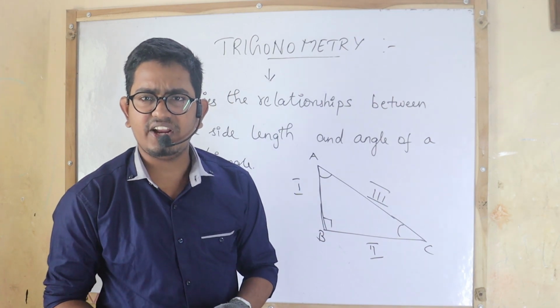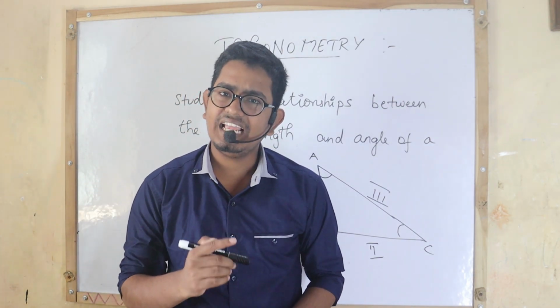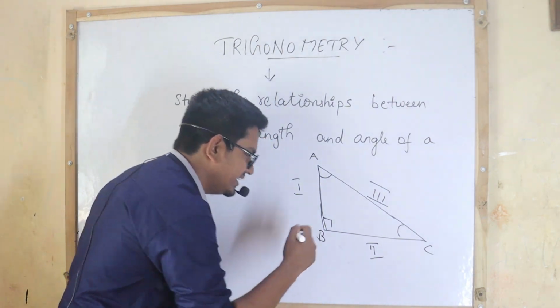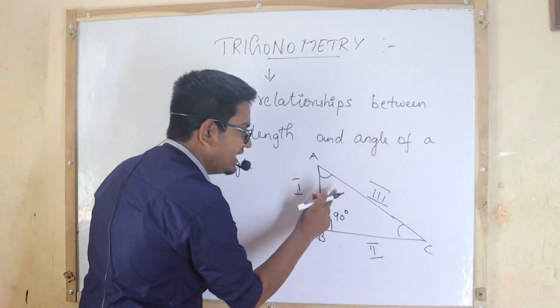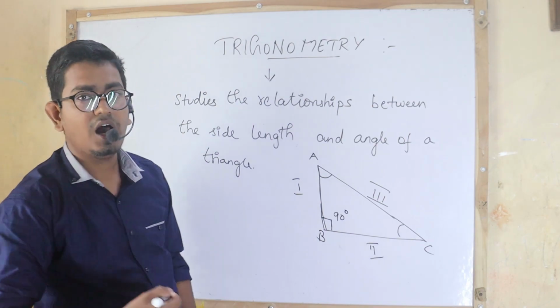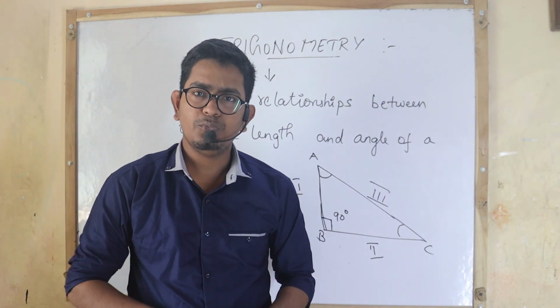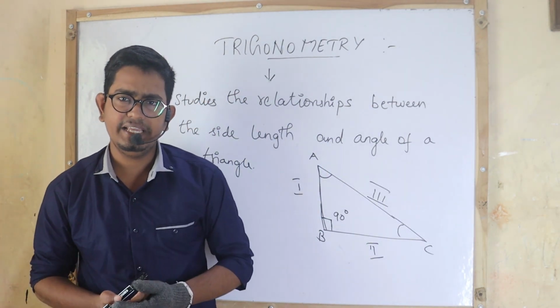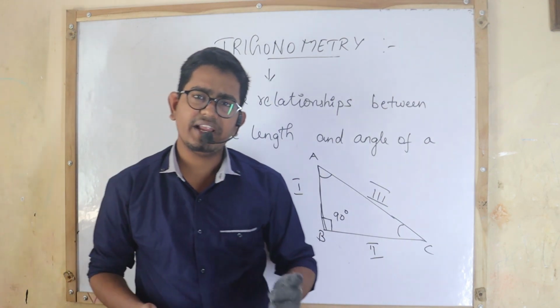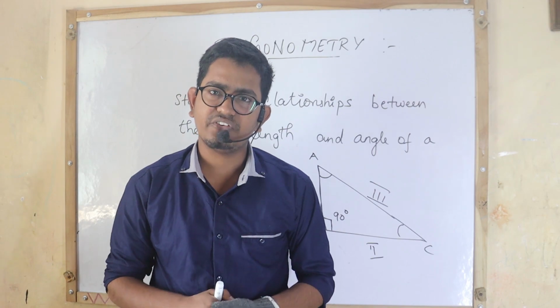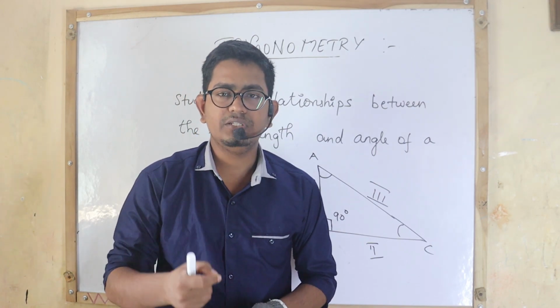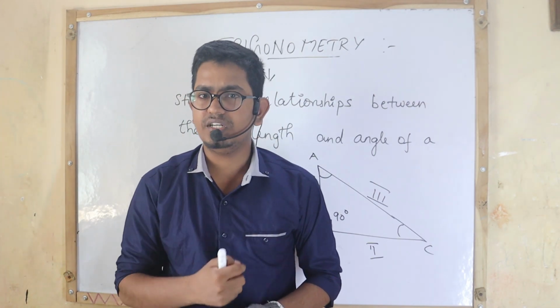In a right angle triangle, one angle will be known, that is 90 degree. As you can see here, this angle is nothing but 90 degree, and the other two angles are unknown. So mostly in trigonometry, if any other triangles are given, we will turn those triangles into right angle triangles, and then we use the trigonometry in the triangle.